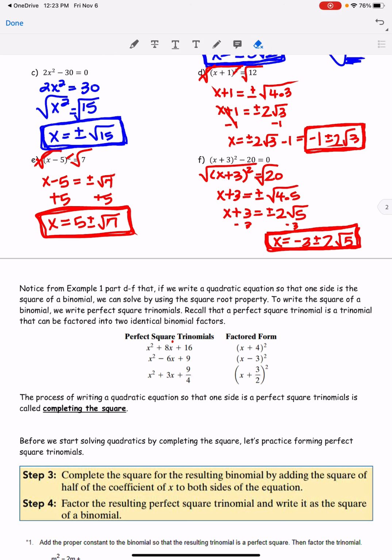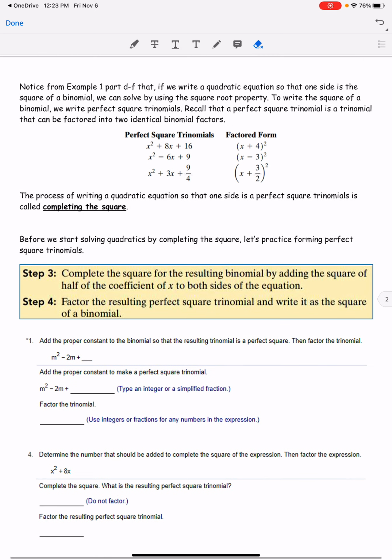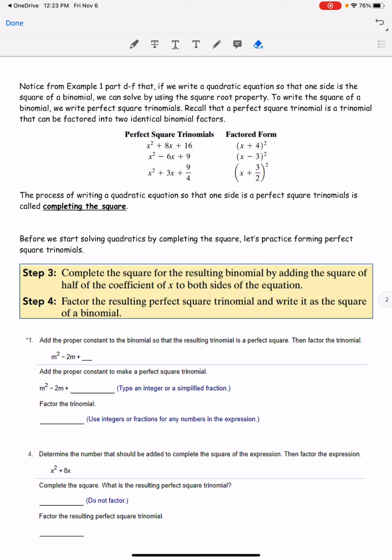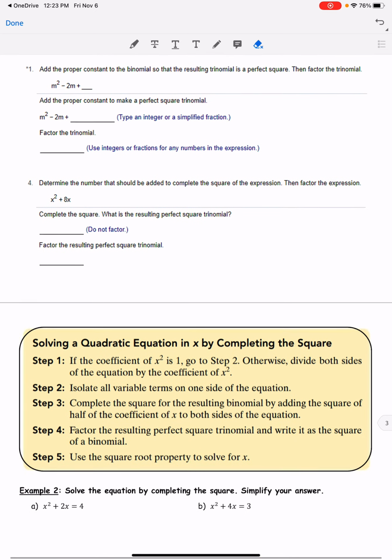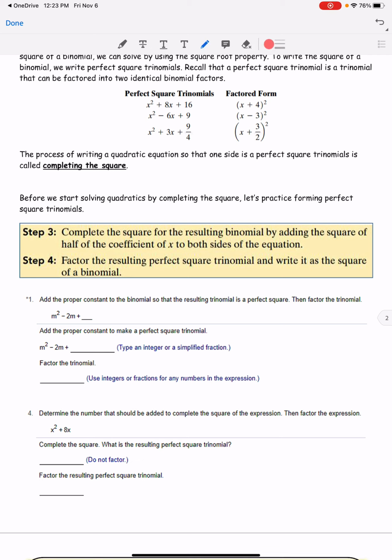So this first part here says, before we start solving quadratics by completing the square, let's just practice forming perfect square trinomials. So your homework here is only 8 problems. The first 4 problems is just simply writing your perfect square trinomial. And so down here we have the steps on how to complete the square. I am only focusing on steps 3 and 4, and that's writing the perfect square trinomial and then writing it in factored form.